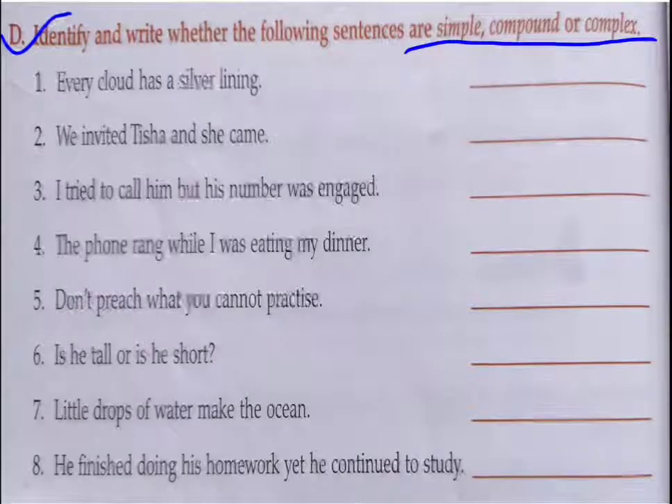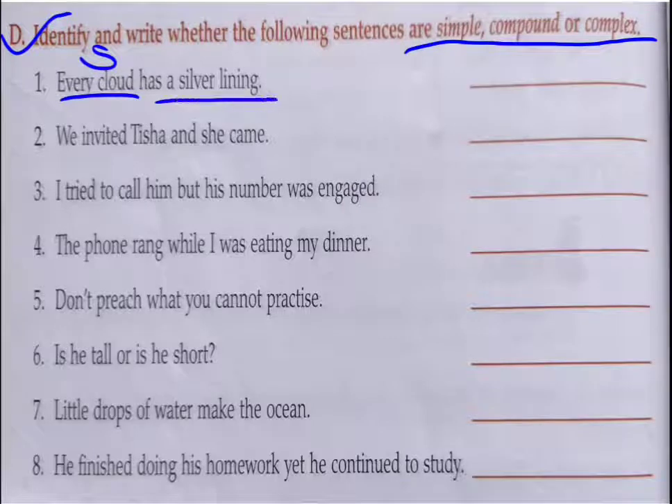Now look at the first sentence. Every cloud has a silver lining. Every cloud is the subject. Has a silver lining, predicate. Has is a verb. Only one clause. So, every cloud has is one clause, subject and verb. So, this is known as a simple sentence.